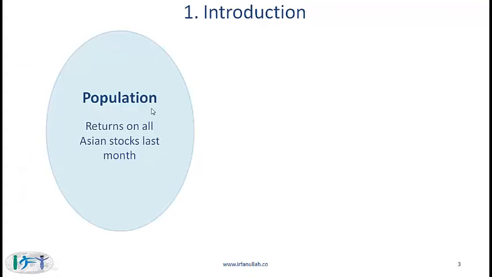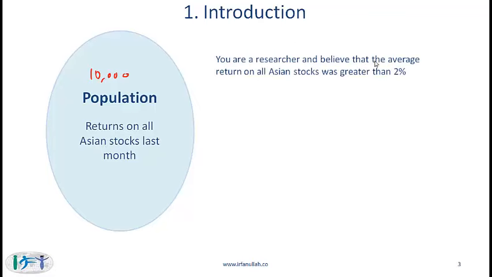Let's say you have a population which consists of returns on all Asian stocks last month. Assume for a moment that there are about 10,000 publicly listed stocks in Asia. So that means that you have 10,000 numbers. You are a researcher and believe that the average return on all Asian stocks was greater than 2%. So you have a view about the population mean denoted by mu, and your assessment is that the mean return was greater than 2%.